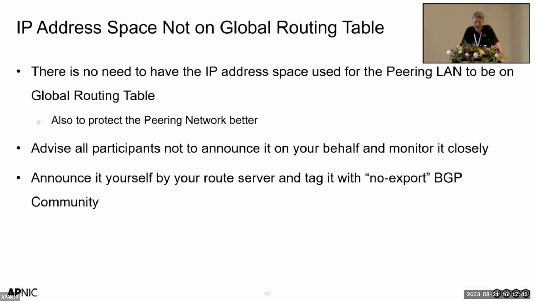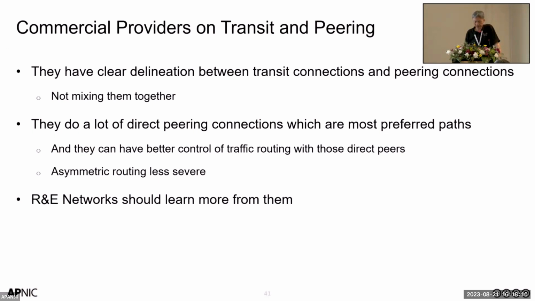Another thing is you probably would announce it by yourself using your route server, but tag it with no-export, so that people would not export it further. So that helps a bit. So that's the way that we usually do. But this is the recommendation: don't put the peering LAN IP address onto the global routing table. That's one thing. It's not directly related to the IX operator, but I want to share with you my observation.